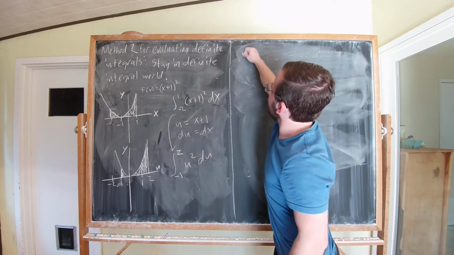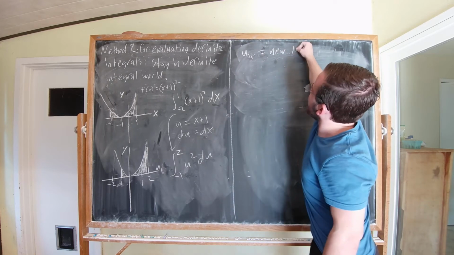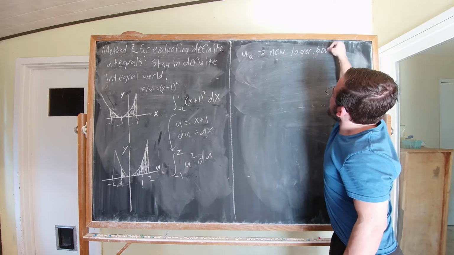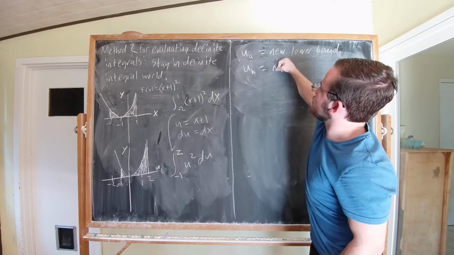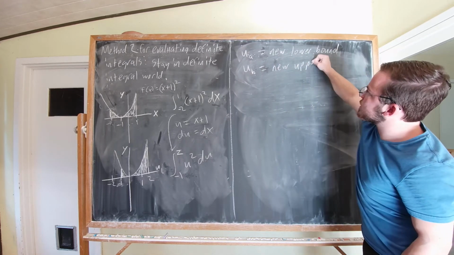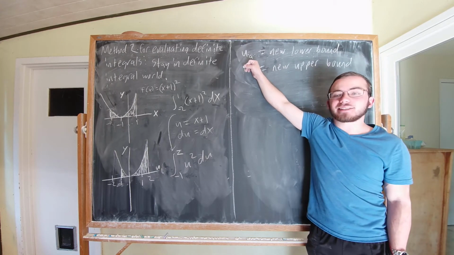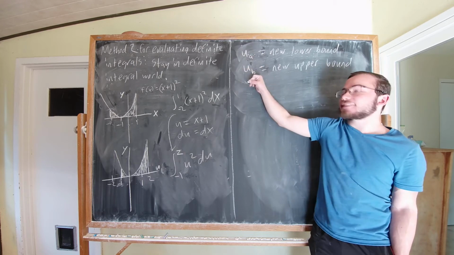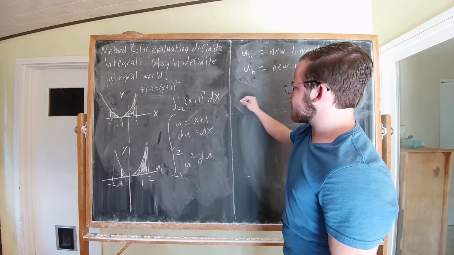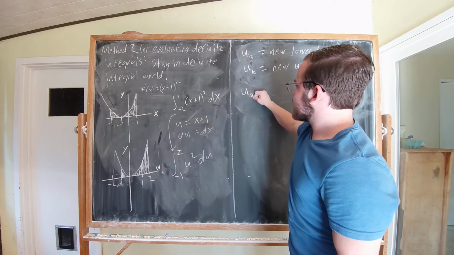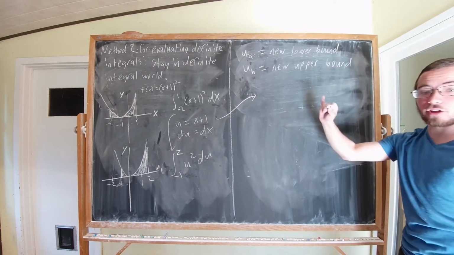So, for instance, if we let u sub A be our new lower bound, and u sub B be our new upper bound, I'll just use this notation in general, where if I say it's something sub A, that means it's a new lower bound in terms of this variable, and sub B will mean new upper bound in terms of this variable. With this substitution, let's say, to make sure we all know we're working with this substitution.